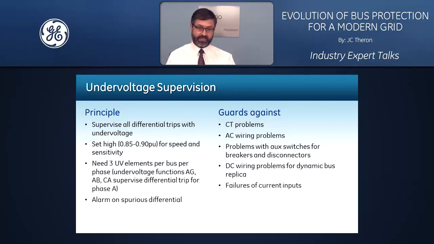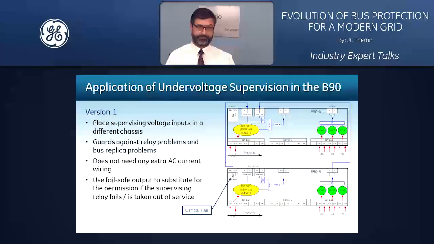And in that case, we can alarm on spurious differential currents. And this would safeguard against CT problems and AC wiring associated with CT and CT wiring, problems with auxiliary switches for breakers and disconnects, including the isolators and isolator monitoring, DC wiring problems associated with the dynamic bus replica, and failures of current inputs to the relay itself.